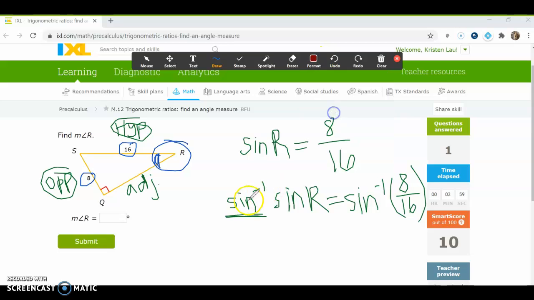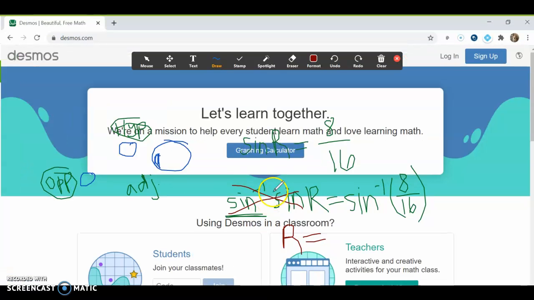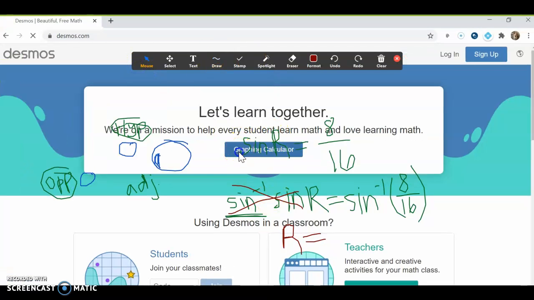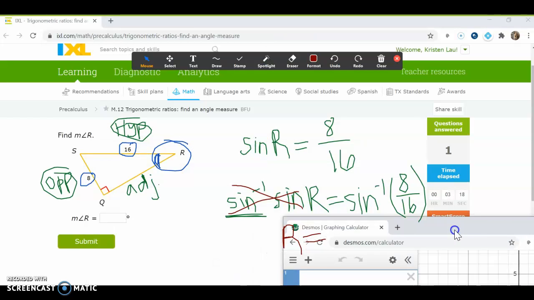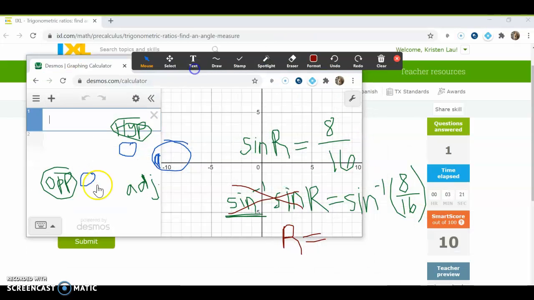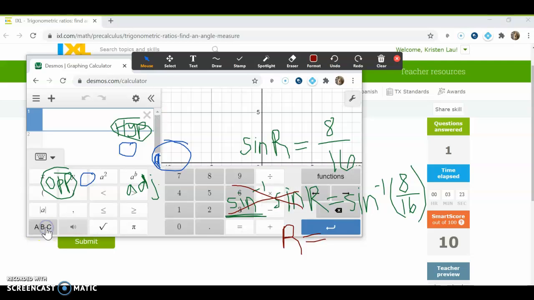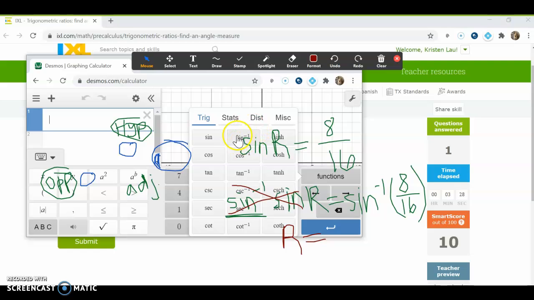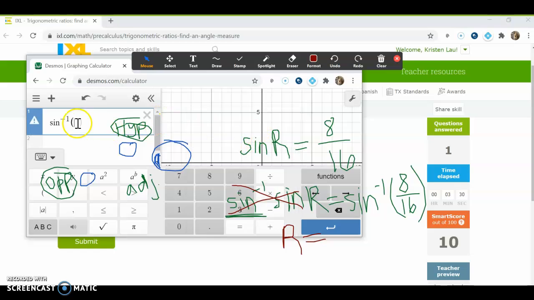So then what that looks like is sine inverse and sine. Those are inverses of each other, so they cancel each other out. So R is equal to sine inverse of 8 over 16. I'm going to go to my Desmos and type sine inverse. We're going to go to the keyboard, and then go to functions. And then it says sine inverse, or sine to the -1 power right there, 8 divided by 16.